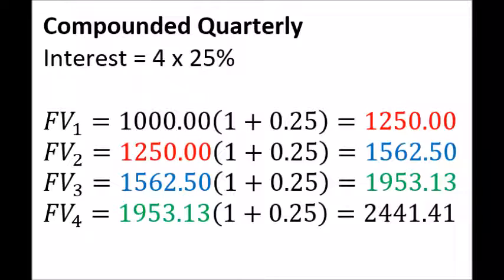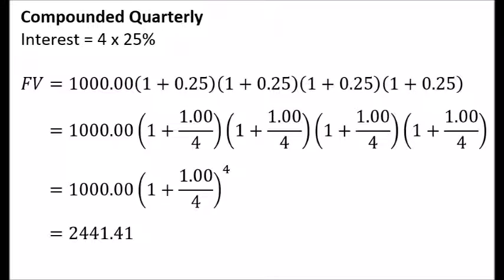The last 3 months elapse, and on January 1st of the new year, the bank pays the last 25% on your current balance. That leaves you with $2,441.41. Notice that we start with the same amount of money, $1,000, and the interest rate is the same, 100%. The only difference is how many times it is compounded in a year, and yet this has an effect on the future value. Let's break it down to see what is happening.